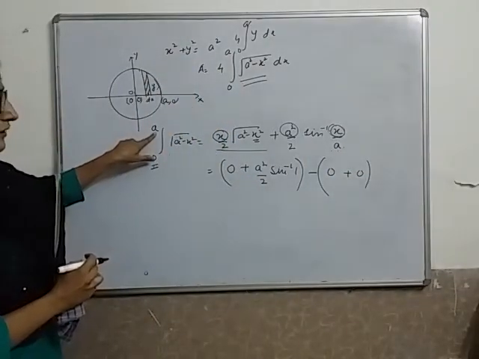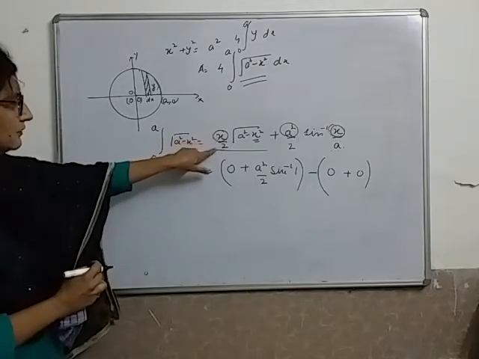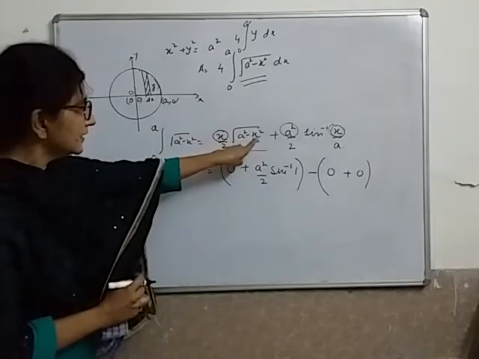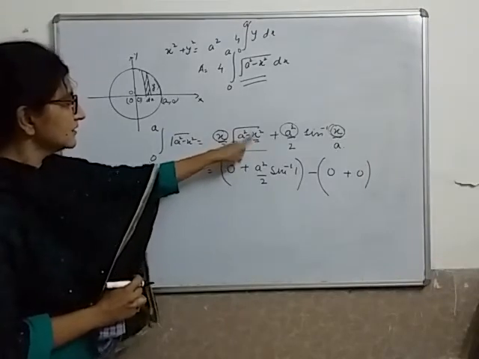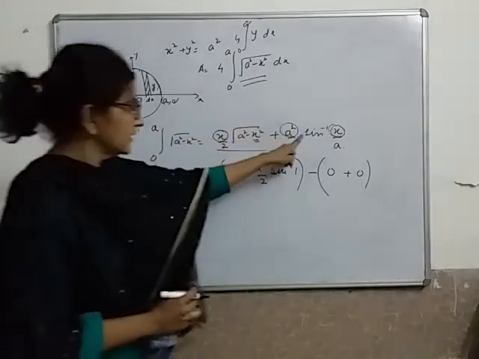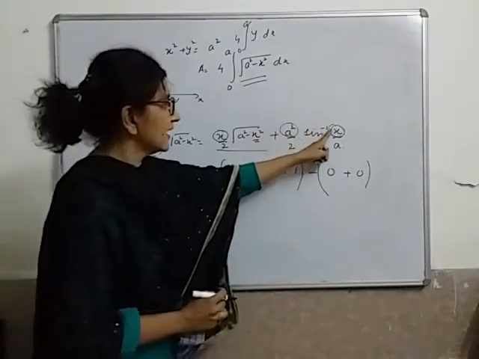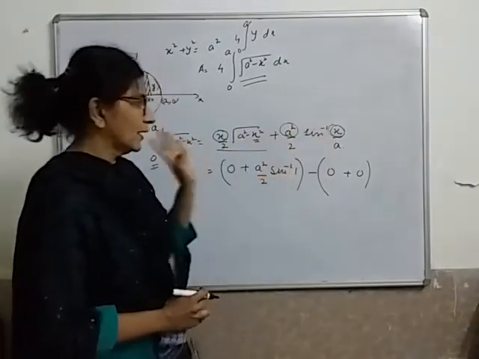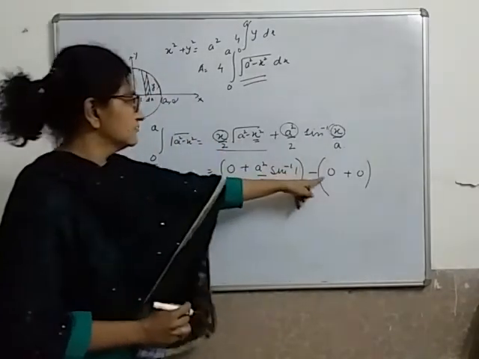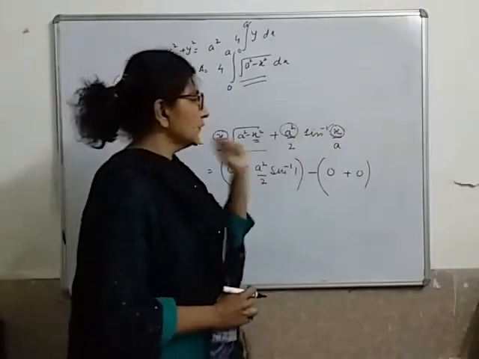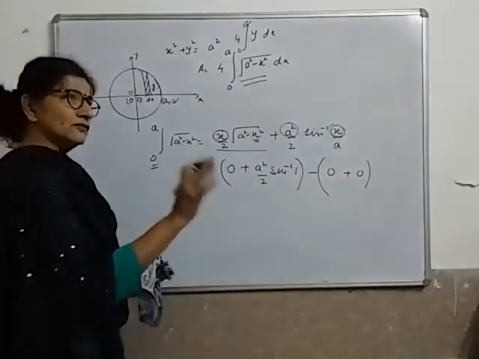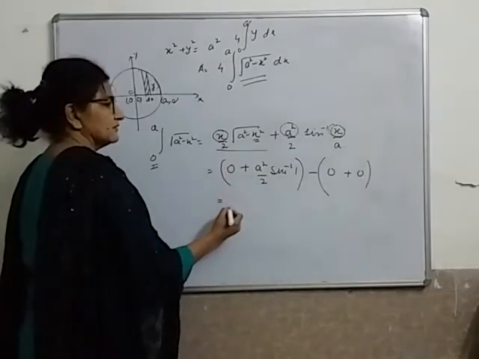First I put the upper limit. I did not show putting it, because when I put it here, a square minus a square is 0, and 0 into anything is 0. When I put this a over here, this is a square by 2. This is sine inverse a by a, that is 1. Done. Coming to the 0: 0 into anything is 0. When I put 0 here, sine inverse 0 is 0. So this is also 0. So most of the time it's very easy to calculate with this limit.